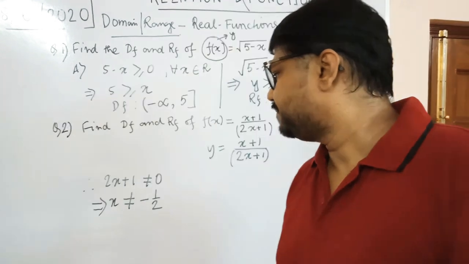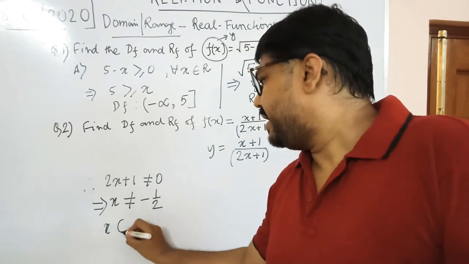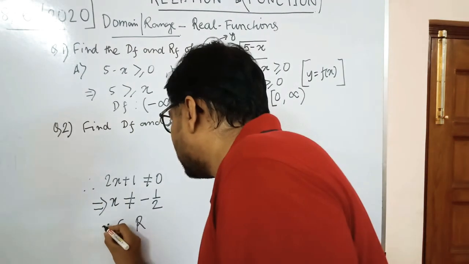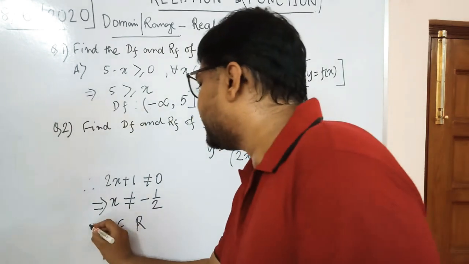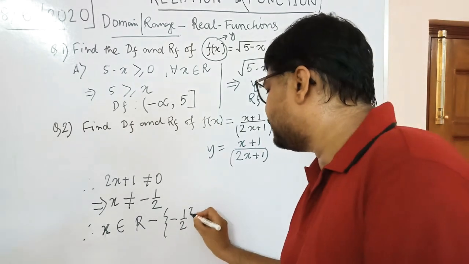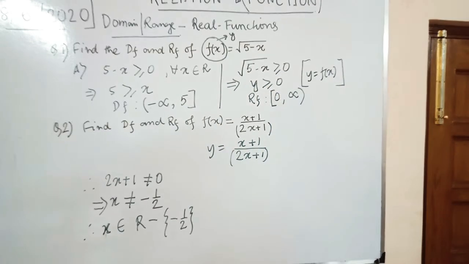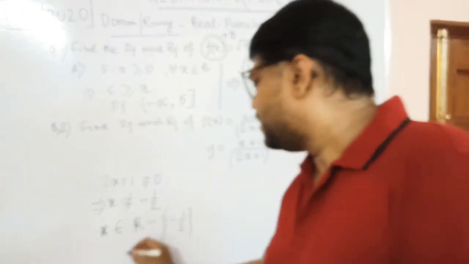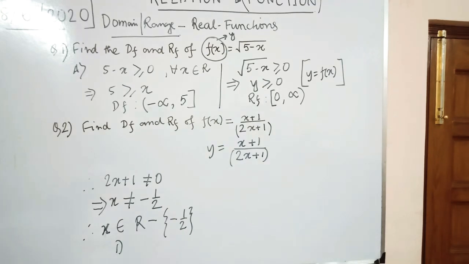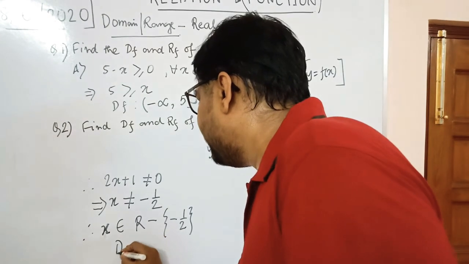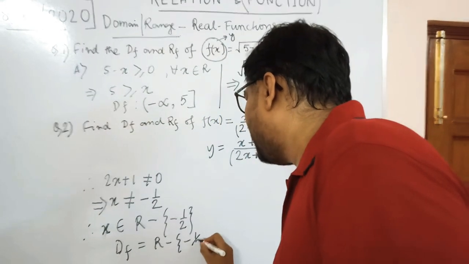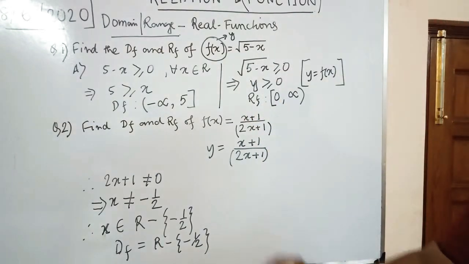So we can write that x belongs to R minus half. That means this minus half is being subtracted from capital R. So this will be the domain of the function. So Df is R minus half. Okay, so this is the domain of this.